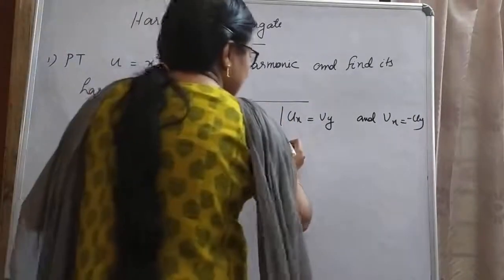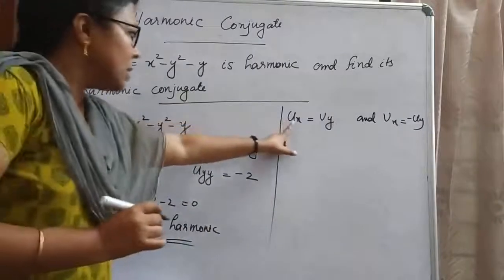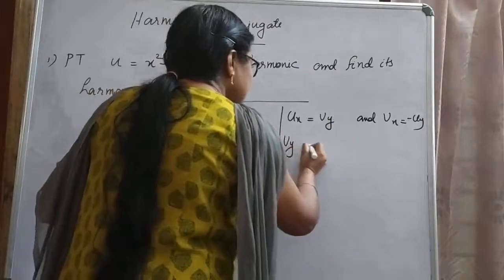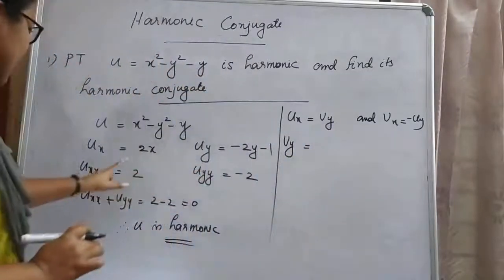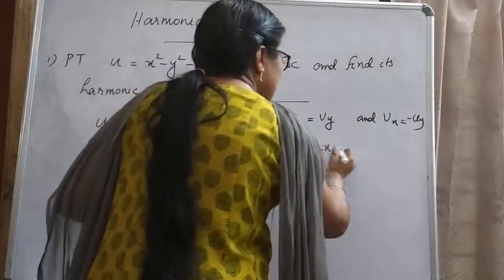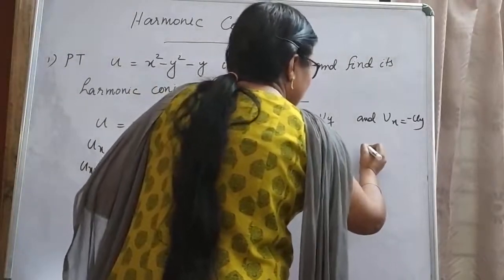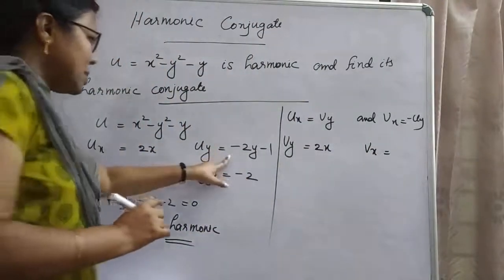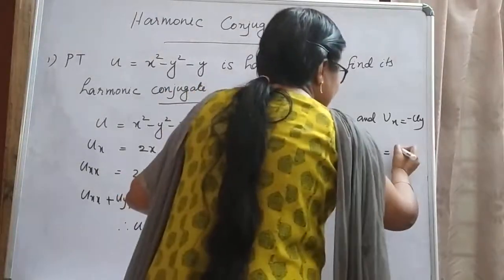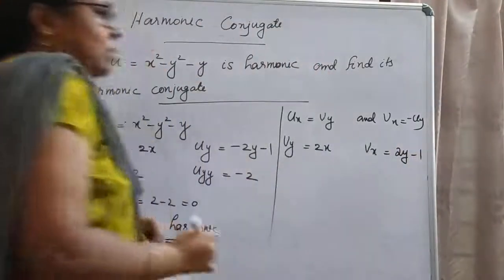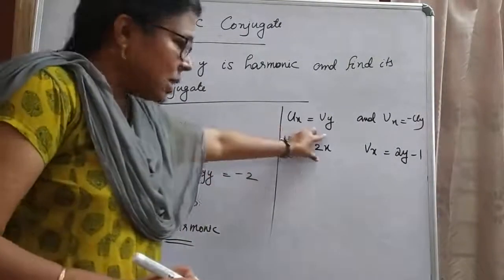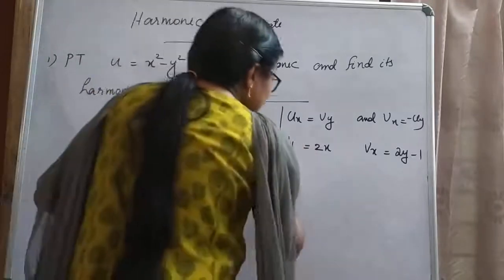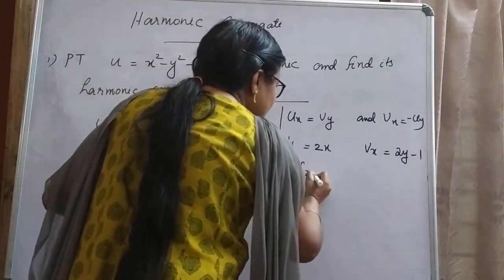That is, we know only ux and uy. Therefore, vy is ux. Ux is 2x. Also, vx is minus uy. Minus of uy is minus of minus 2y minus 1, that is 2y plus 1. From this, we have to find v by integrating both sides with respect to y. That is, v equal to the integral of 2x with respect to y.